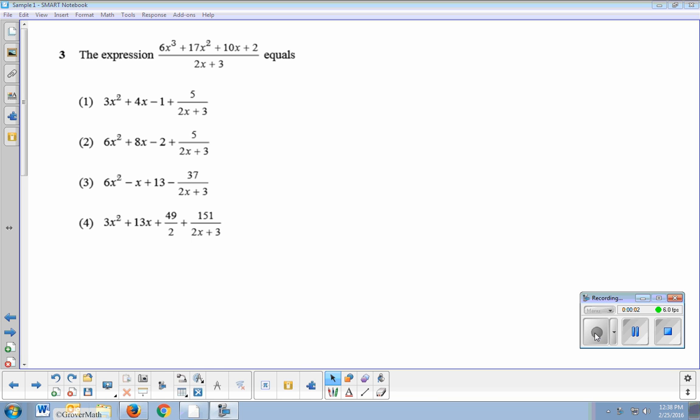Algebra 2, State Regents sample question number 3. The expression 6x cubed plus 17x squared plus 10x plus 2 divided by 2x plus 3 equals what? Multiple choice.